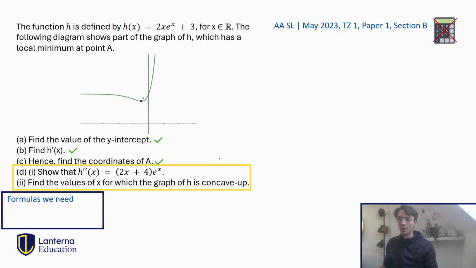Final question of this video. Show that h double dash is equal to that. Okay, so we just need to differentiate our h dash. Let's just remind ourselves, what was h dash again? h dash of x was 2x times e to the power of x plus 2 to the power of x. Okay, differentiating that once more is thankfully not all that tricky.